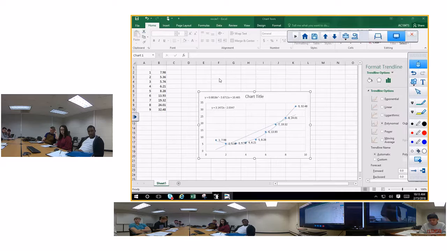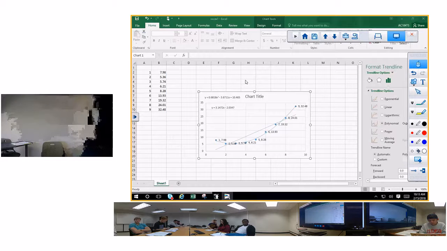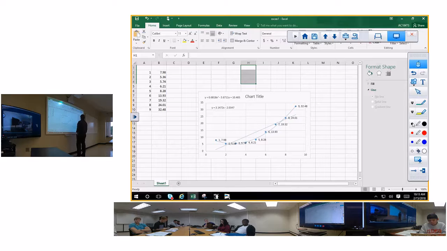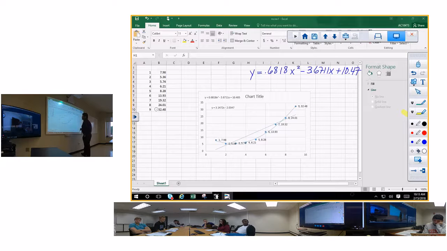So, let's take the first derivative. Y is equal to 0.6818x squared minus 3.6711x plus 10.47. Now, the reason I'm not worried about the 10.47 is what's going to happen when we take the derivative: the 10.47 is going to go away. Y prime, somebody take 2 and multiply it by 0.6818.